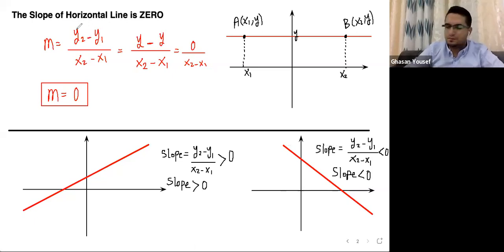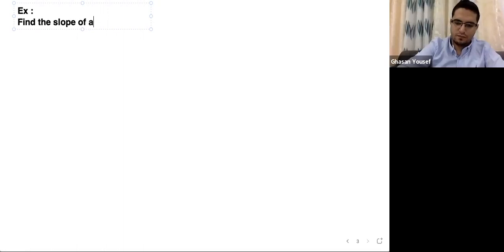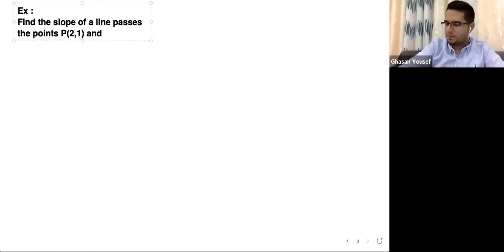Okay, example. So here we have an example. Find the slope of a line that passes through the points P of 2, 1 and Q of 8, 5.